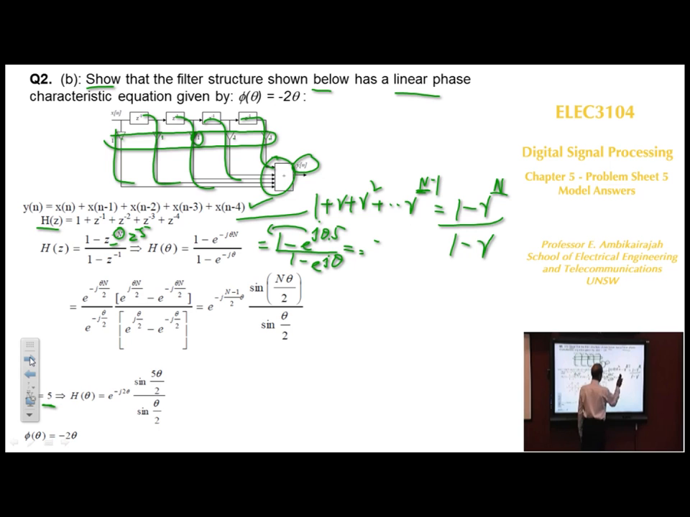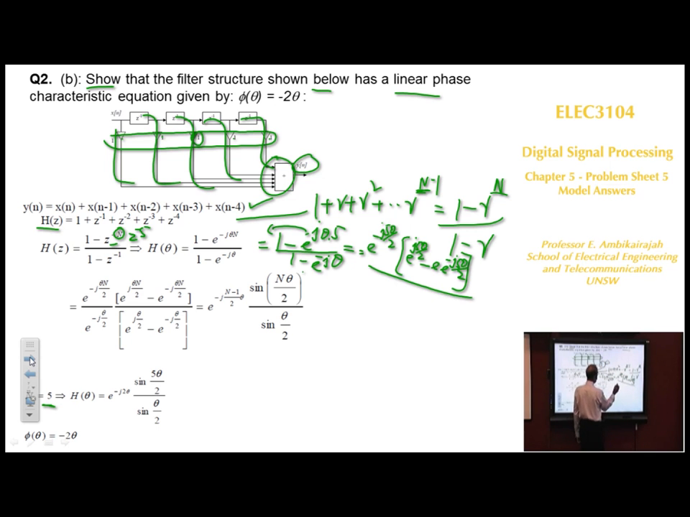Let me rub it up. So you can say e to the power of minus j 5 theta over 2, you're going to take out. When you do that, you get e to the power of j 5 theta over 2 minus e to the power of minus j 5 theta over 2. Sorry, there's a minus sign missing. This was also one, right? Minus.